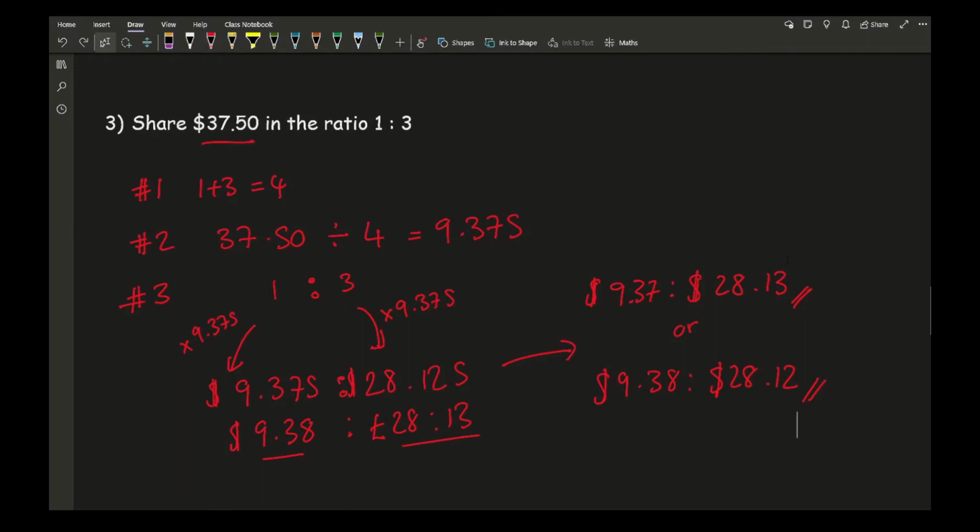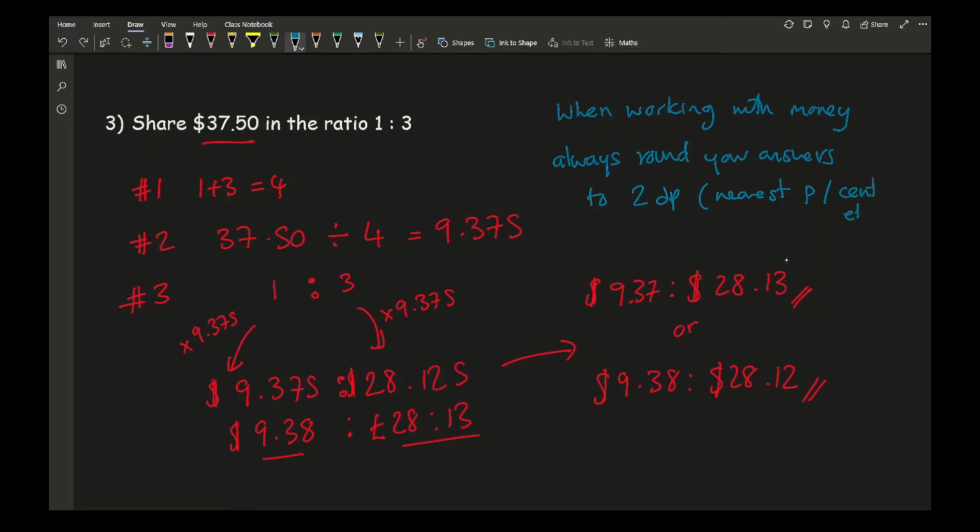And the key thing to remember is that when rounding with money, it's worth just writing: when working with money, always round your answers to 2 decimal places. So in other words, the nearest pence or cent, etc.